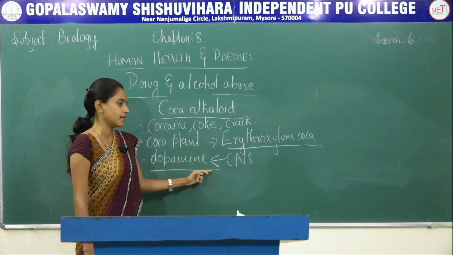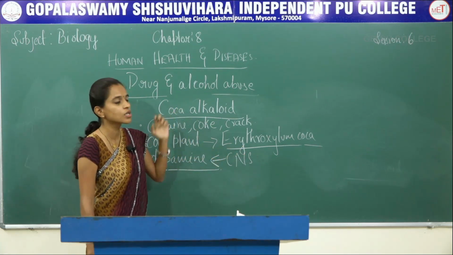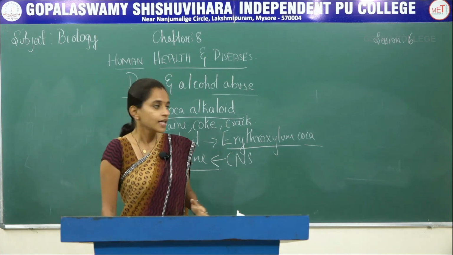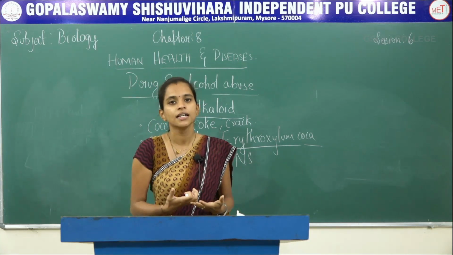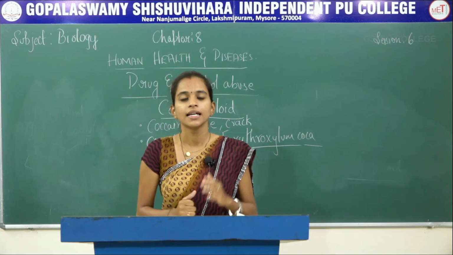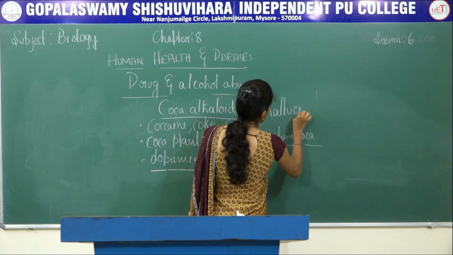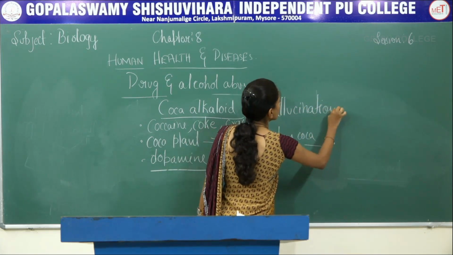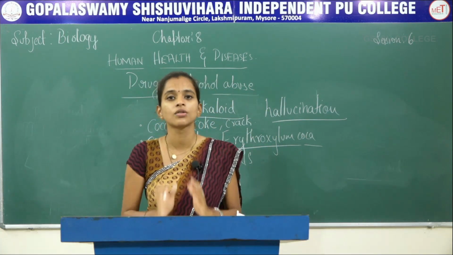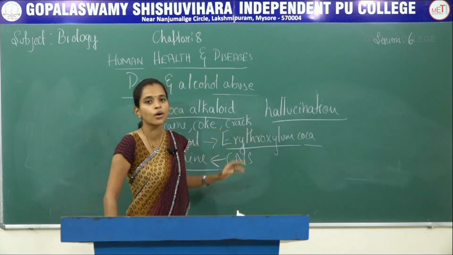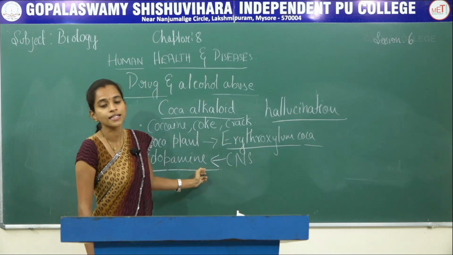neurotransmitter termed dopamine. The neurotransmitter dopamine will be interrupted because of the presence of these coke alkaloids within the body. Because of this interruption, the physical activities will be interrupted. That is why it leads to a process called hallucination. What is hallucination? Hallucination means imagining certain things which are not present in reality. This is caused because of the interruption of coke alkaloids in the functioning of the neurotransmitter dopamine.